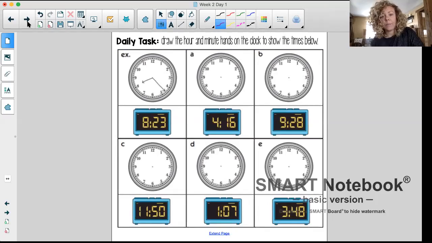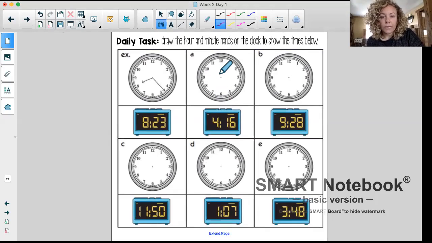On the back page of your packet, now you have the analog clocks are blank. So the face of the clock is blank and there's a digital time below. And we're gonna draw the hands to match that time. The first one's done for us. We see 8:23. So we drew the 8, the hour hand pointing to the 8, and then 23, which is between the 4 and the 5.